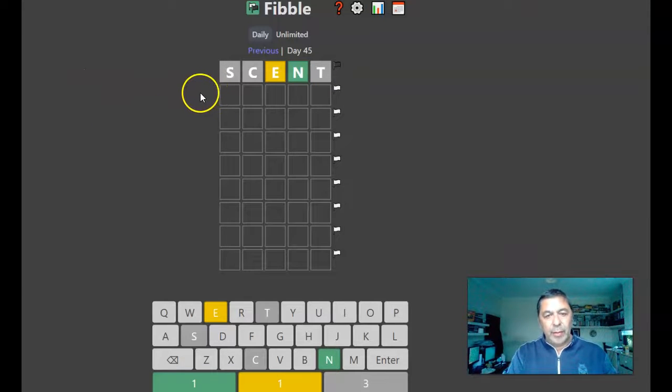I did these the other day. I'm going to do them again. I'm starting off with a Fibble, which I find the most difficult of all. Either the N is in the wrong place or it's just not there at all. Or the E, it may be in the right place, it may not, or one of those three letters could actually be in there.